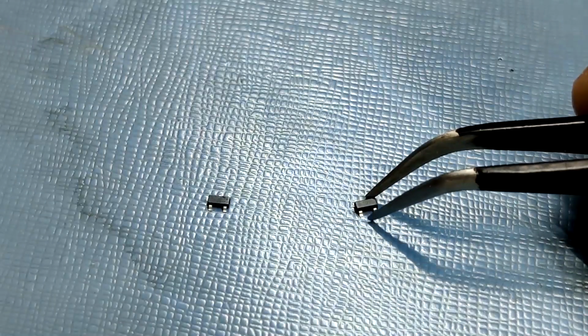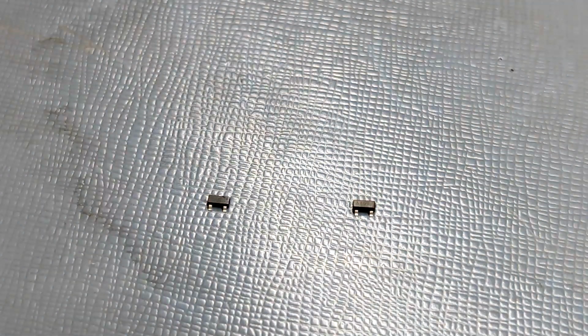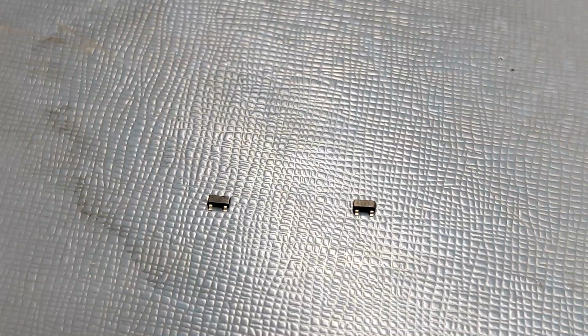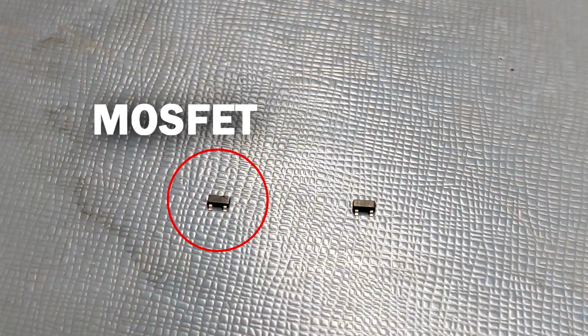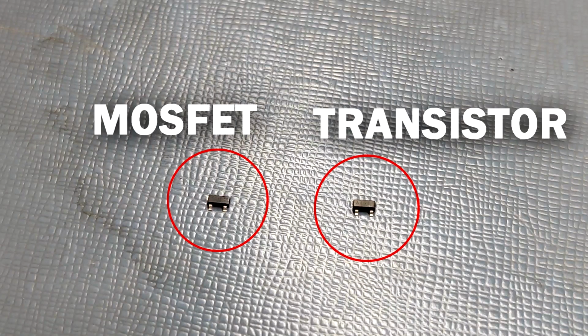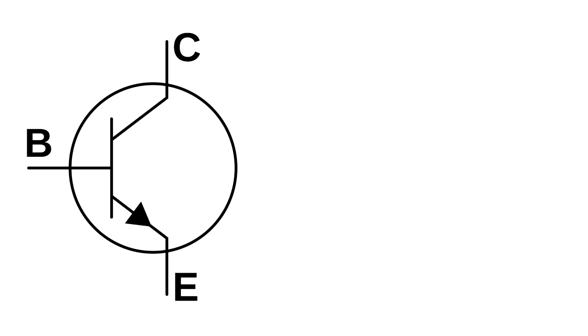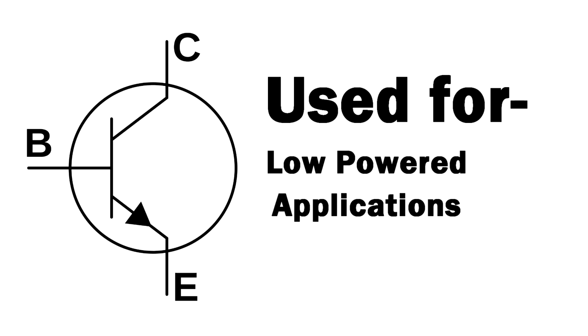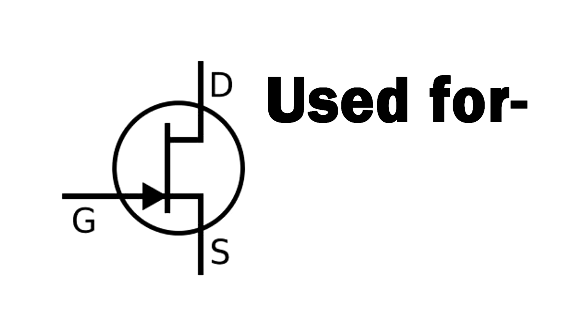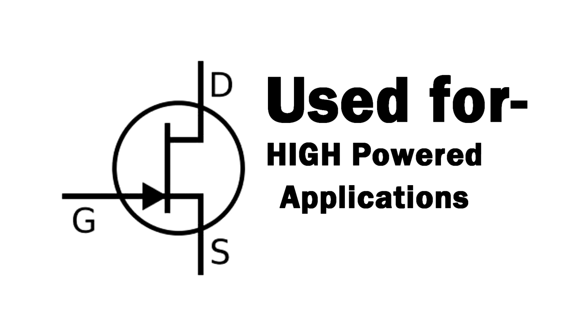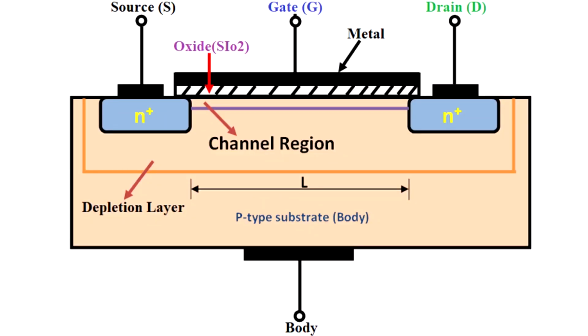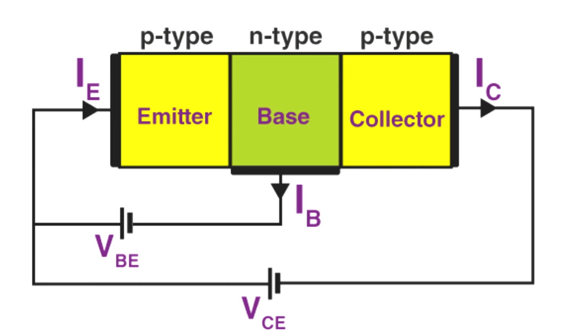This BC847's package and size are also similar, but the only difference between these two is the type. This is a MOSFET and this is a transistor. As you might already know, transistors are used for low current applications, whereas the MOSFET is used for high power applications. Also, the structure of a MOSFET is more complex than the BJT.